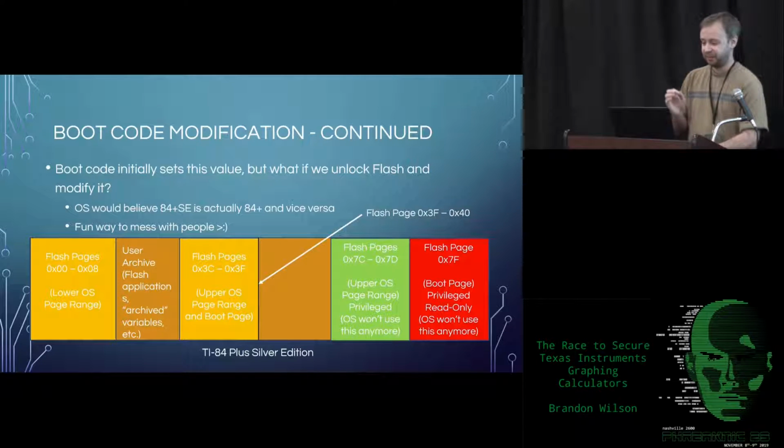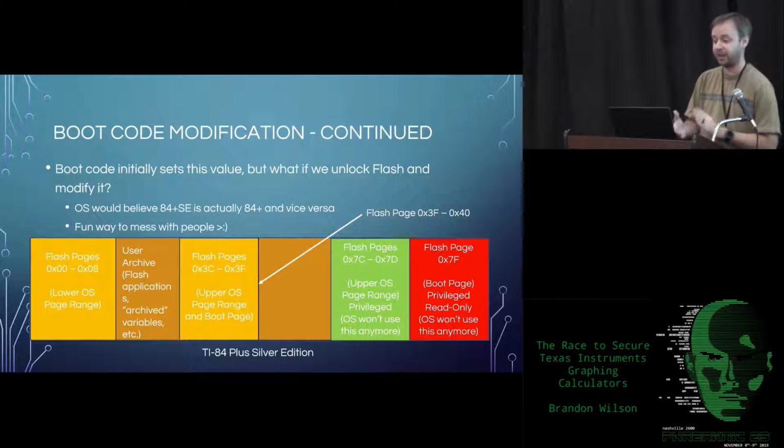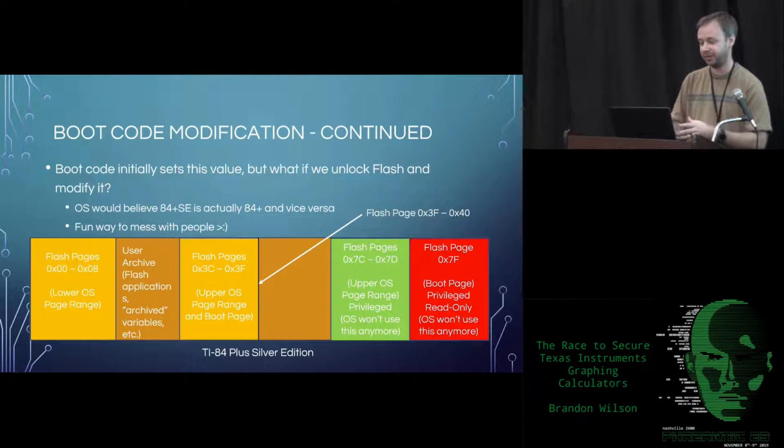This is important. The boot code initially sets the value of I/O port 21, indicating which model it is, but what would happen if we unlock flash and modify it ourselves? If a TI-84 Plus Silver Edition writes a 0 to port 21, then the OS would believe it's actually a TI-84 Plus non-Silver Edition, and vice versa. By the way, the reason I thought about doing this is I thought it would be cool to make a virus that you could run on somebody's Silver Edition, and it would cut the flash size in half. And no matter how much they reset the calculator, reset the OS or whatever, it wouldn't fix itself. So they have half the memory forever. So I thought that'd be cool. But that's what started all this.